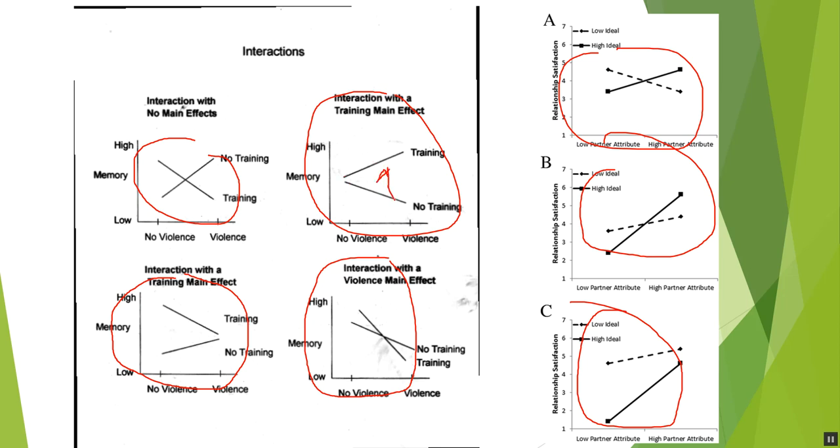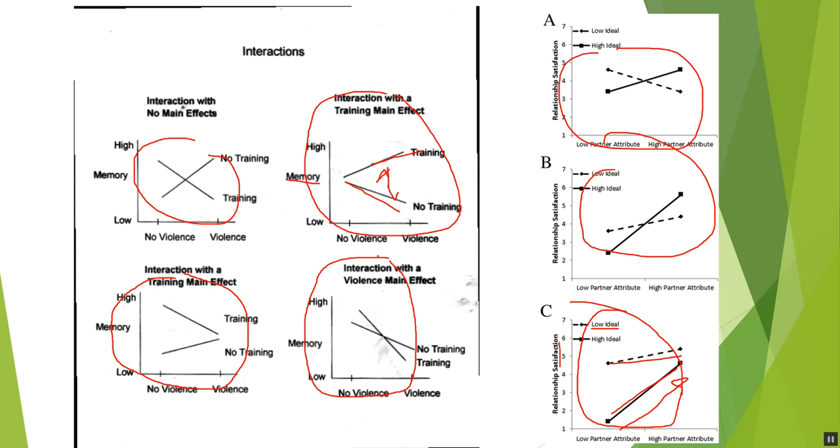Here we have a change of direction. That is for the training level, as we go from no violence to violence, in whatever experiment this is, the DV of memory increases for training, but with no training, the memory scores drop. And we see the same thing here, a change in direction. Here, we see a change in strength, in that as you go from lower partner attribute to higher partner attribute, we see a slight increase in relationship satisfaction when we're dealing with low ideal partners. But when we have high ideal partners, as you go from low to high partner attribute, you see a much stronger increase.